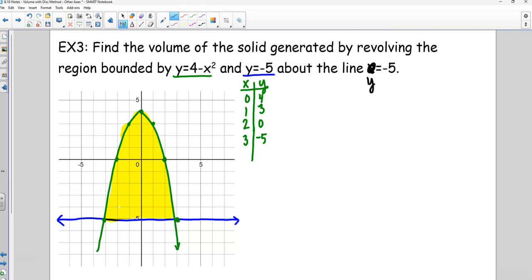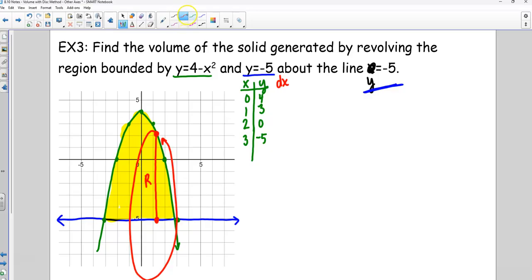So we are going to rotate around the line y equals -5. So y equals -5 is this blue line right here. We are taking a vertical strip and rotating around that line y equals -5. Okay, and y equals -5 is horizontal, so this is going to be a dx problem. Everything's going to be in terms of x's here, which is good because our equations are in terms of x's and we don't have to resolve anything.